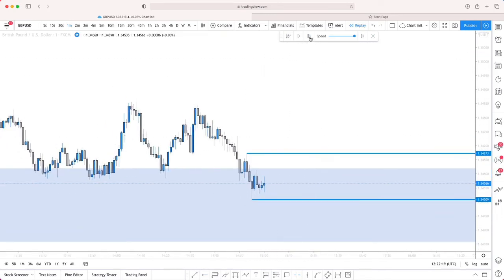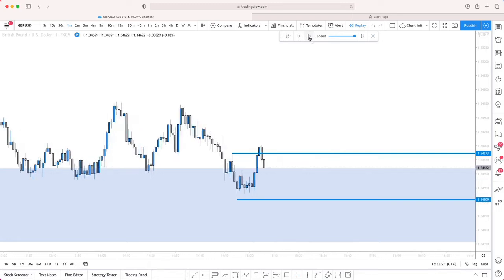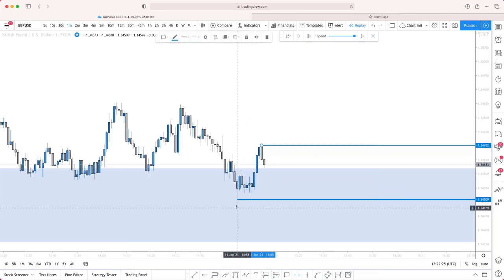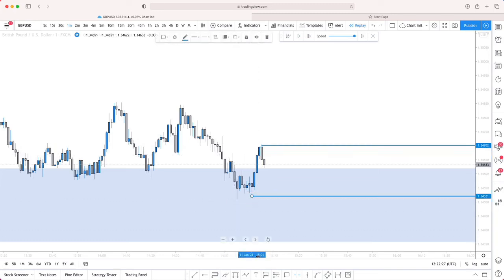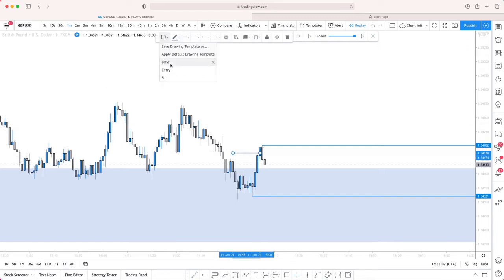So let's see what happens. There we go. We broke, and created a new high. The low is now going to be this one. So the break of structure is here. The break of structure is this one. Sorry, wrong one. There we go. So we've got a break of structure which is quite clear.